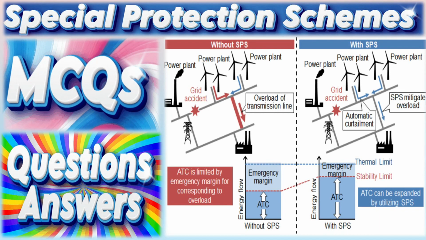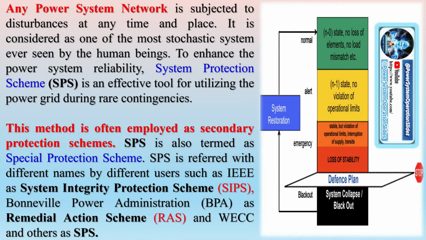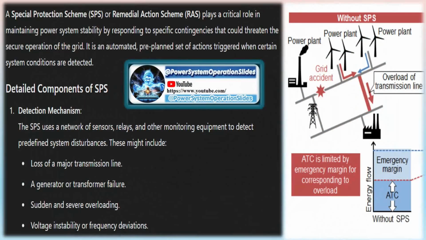Any power system network is subjected to disturbances at any time and place. It is considered as one of the most stochastic systems ever seen by human beings. To enhance the power system reliability, System Protection Scheme (SPS) is an effective tool for utilizing the power grid during rare contingencies. This method is often employed as secondary protection schemes.